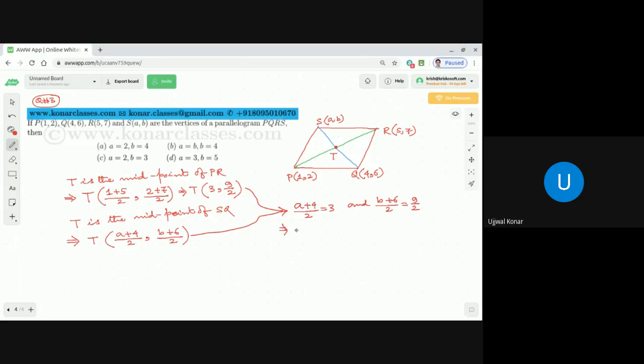So from here what do we get? a is equal to 6 minus 4, that is 2. By looking at it, a is equal to 2, we understood that either A or C is going to be correct. But which one exactly, for that we need to find the value of b, and we get the value of b is equal to 3. So a is equal to 2 and b is equal to 3. Hence, we get the correct option as option C. Okay, dear students, so now let's proceed to the next question.